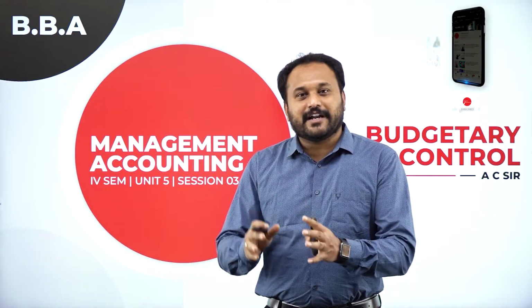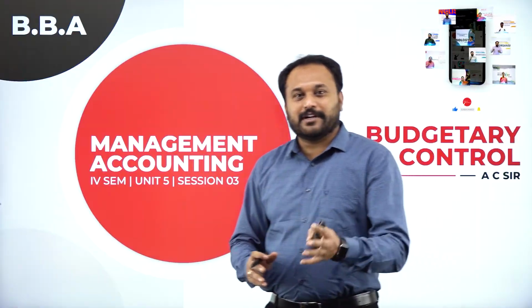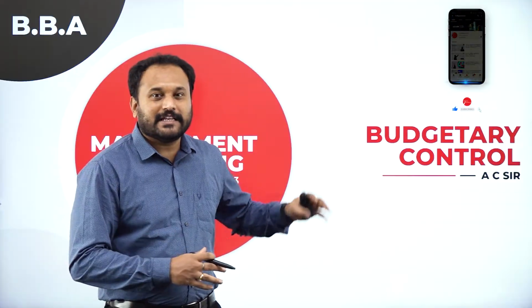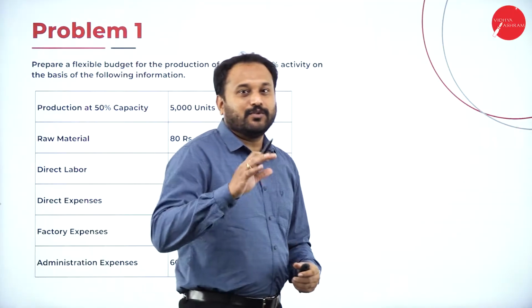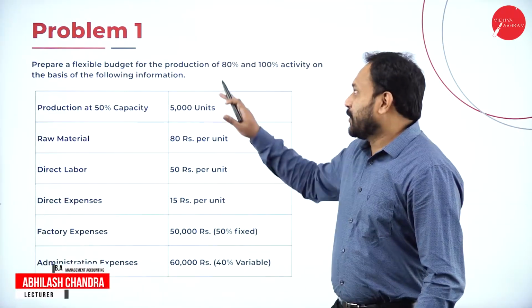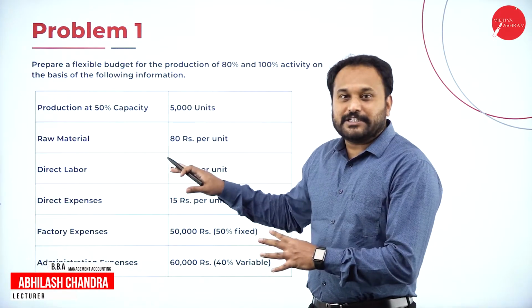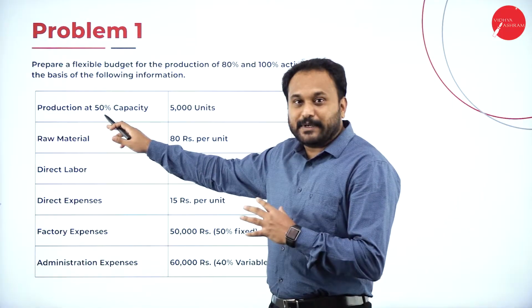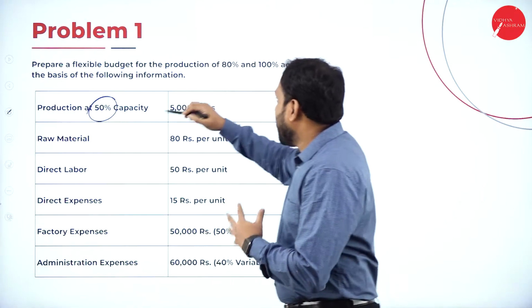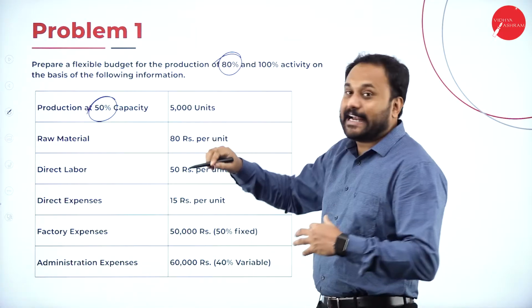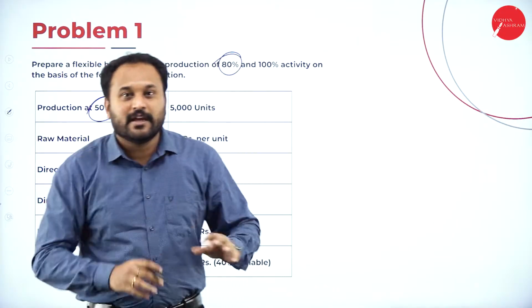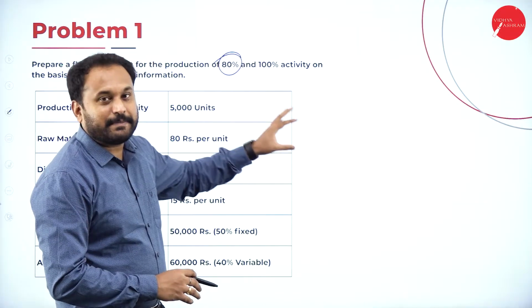And let me tell you here, I had given you the homework question that you are supposed to solve and show it to me, that is 100% capacity. The homework question was like this. Problem 1 of flexible budget, where I had explained how to calculate for 50% capacity, and I even told you about how to calculate for 80%. I had given you a homework saying that you are supposed to show me what exactly the 100% capacity will look like.